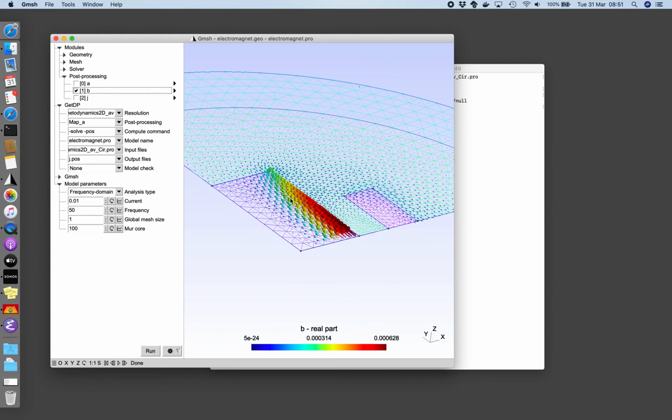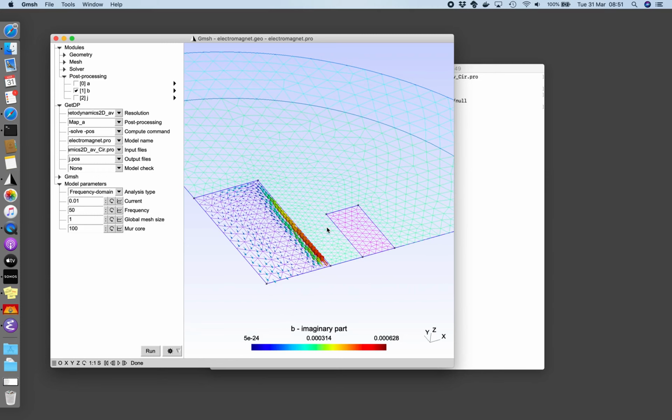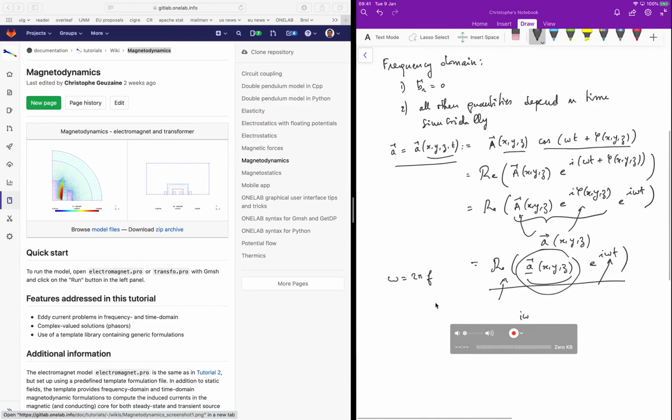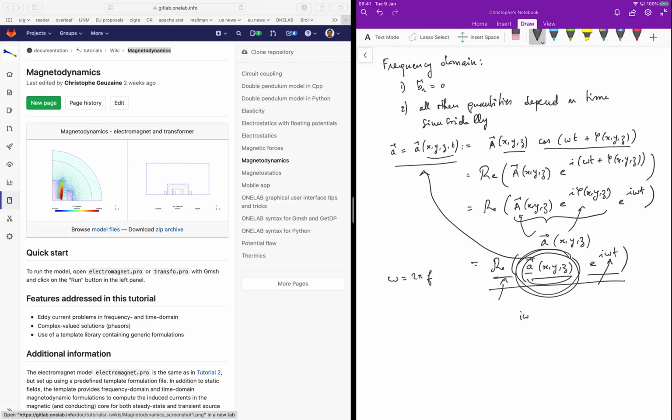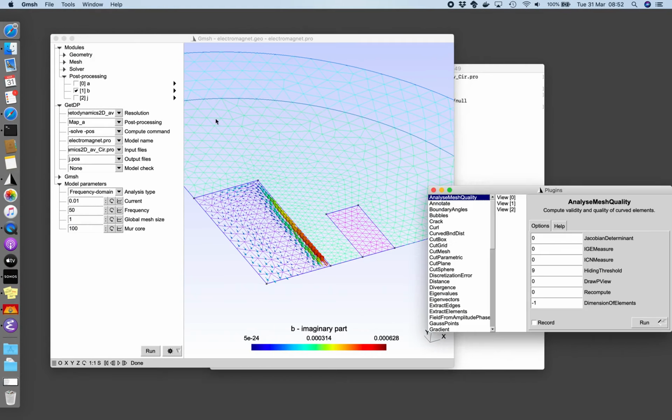So let's have a look at B. If I look at B, this is the real part, and this is the imaginary part. So you have real and imaginary part. If you wanted to look at the time evolution, it's easy, right? For any quantity that we have, if I have the phasor here, I can easily go back to the time domain. How? Well, I multiply with e to the i omega t, and I take the real part. Well, you have a little function in Gmsh that does this for you. You go to Tools, Plugins, and you have a plugin called HarmonicToTime.